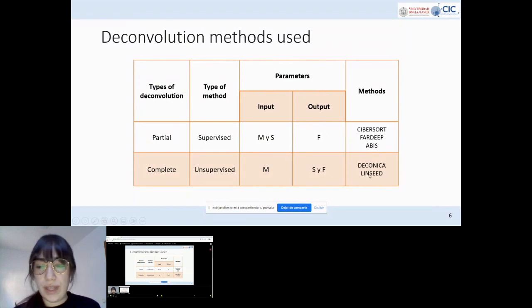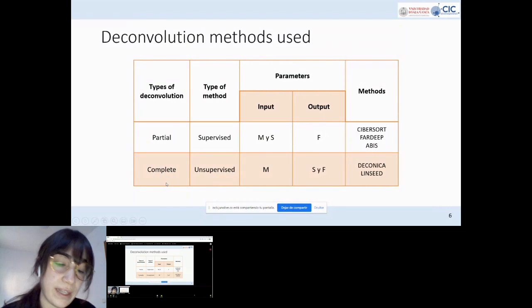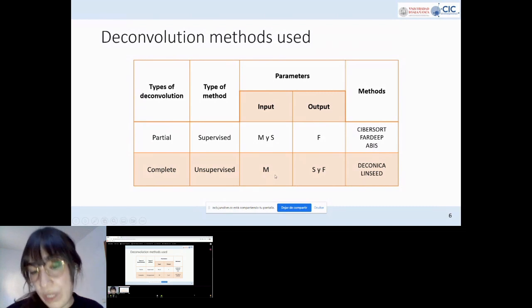In the second case, we use CONICA and LINSEED as unsupervised methods that solve the complete deconvolution. In this case, these methods only require the M or mixture matrix, and we will obtain the S or signature matrix and the F or cell proportions matrix.